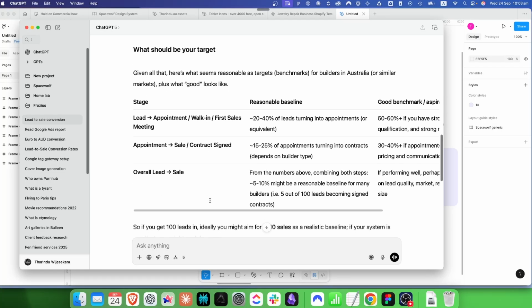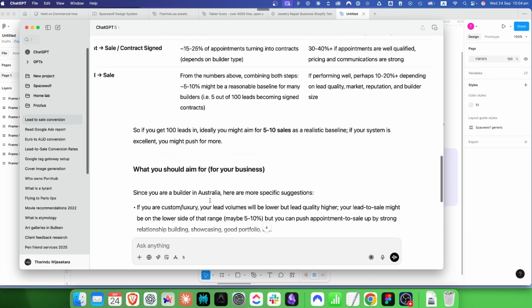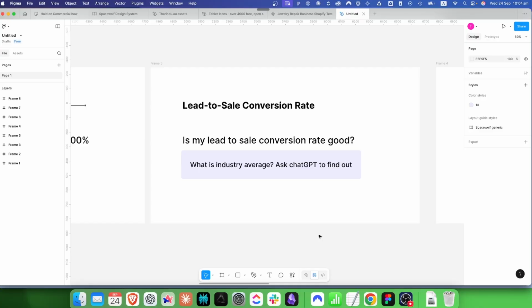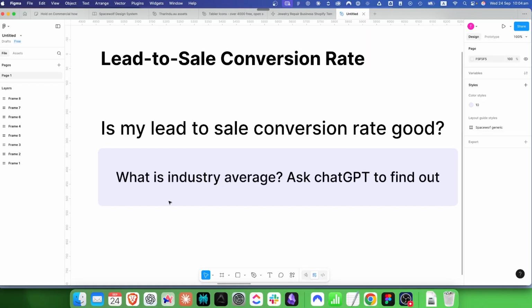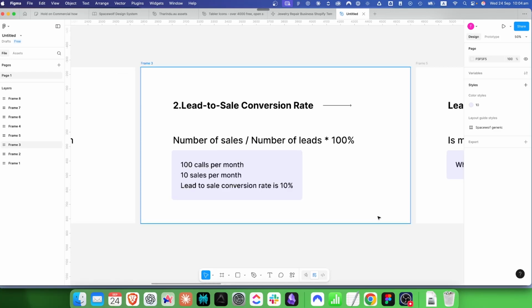Anyway, I'm not going to go through the whole thing, but you get the idea. So if you get 100 leads in, ideally you want to aim for about 5 to 10 sales as a realistic baseline. If your system is excellent, you might push for more. So you can see this is actually less than 10%. Based on your industry, your number is going to be different. Some industries are going to be higher or lower. So you need to find that out first, get your rate, and then compare it.